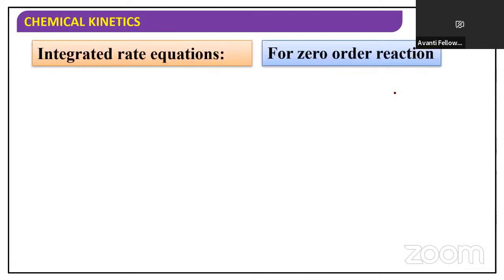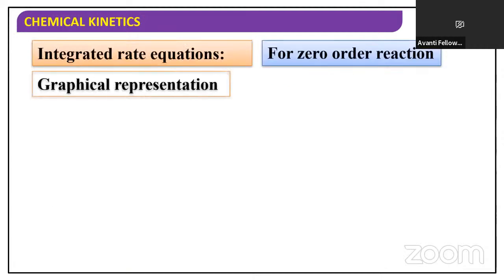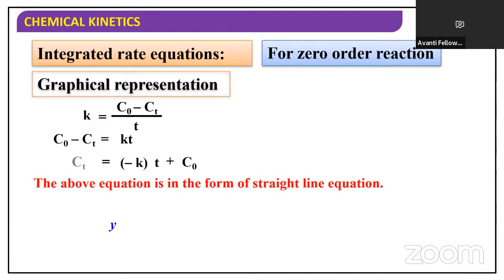चलो, now we have the integrated rate equation for the zero order and the first order, right? So let's see the integrated rate equation for the zero order. So basically you need to remember this formula only for the zero order. Sometimes it is also written as k is equal to R naught minus R divided by t. So this is the integrated rate equation for the zero order, right?